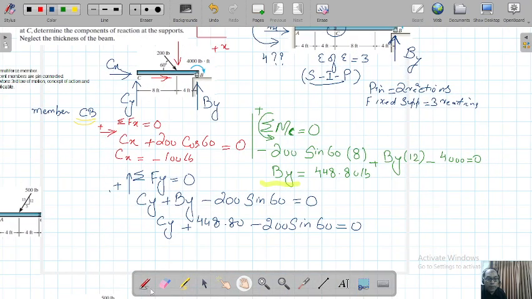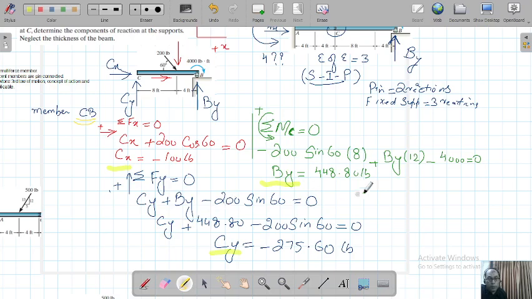That from here we can say Cy comes out to be equal to minus 275.60 pounds. Okay, so now we have calculated our Cx. This is our Cx, and we have also calculated our Cy. Cx, Cy and By are calculated, and our member CB was there.